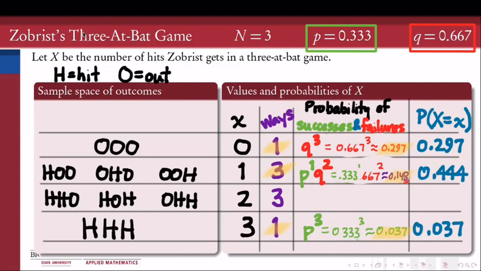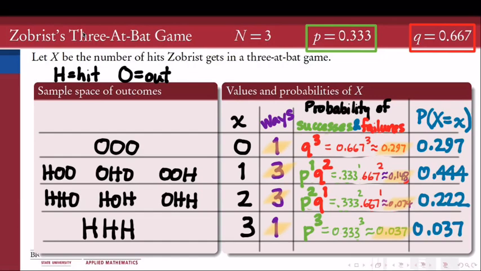Similar story for going 2 for 3. Going 2 for 3 means having 2 successes and 1 failure, the probability of the 2 successes being P times P, the 1 failure Q to the power 1. Multiply those together, you get .074 for Zobrist, but there are 3 different ways for him to do that, and so the probability of going 2 for 3 is 3 times .074, or .222.